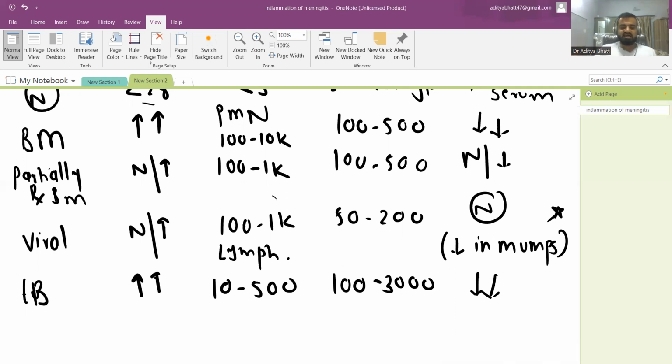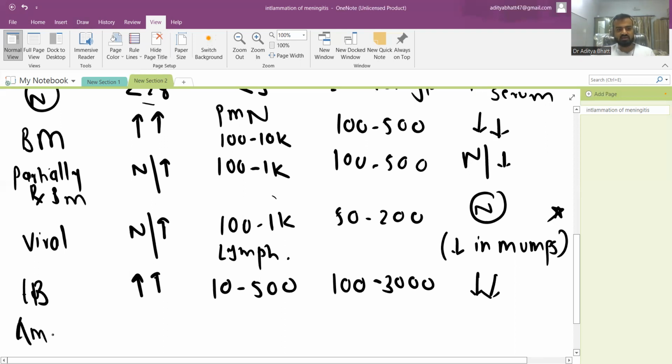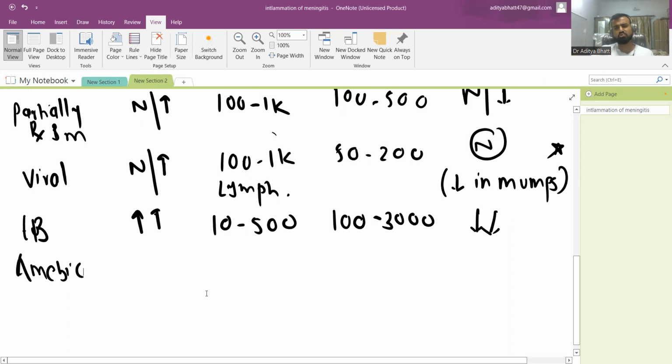Then other causes are fungal, syphilitic, and one of the important ones that nowadays they are focusing on is amoebic. There are two amoebas that cause meningoencephalitis. One is primary amoebic encephalitis and the other is granulomatous amoebic encephalitis. Primary amoebic encephalitis is caused by Naegleria fowleri.